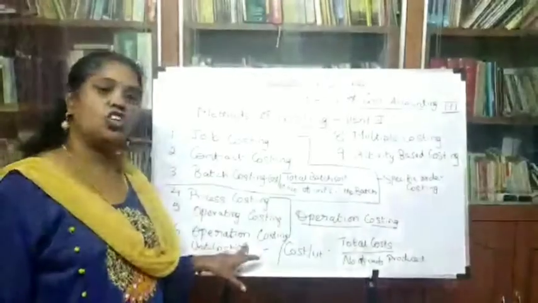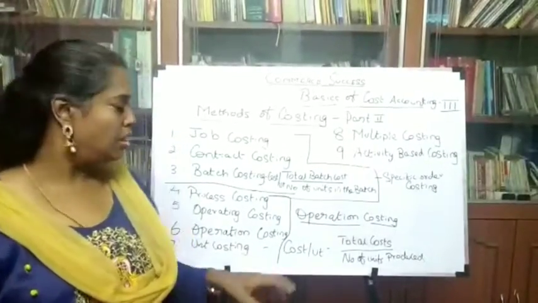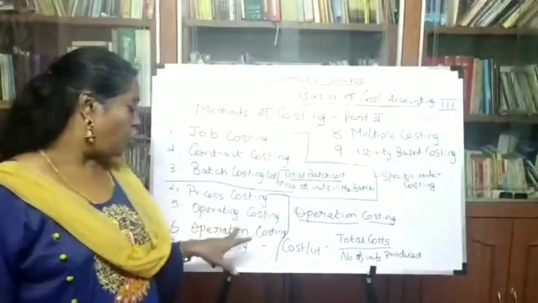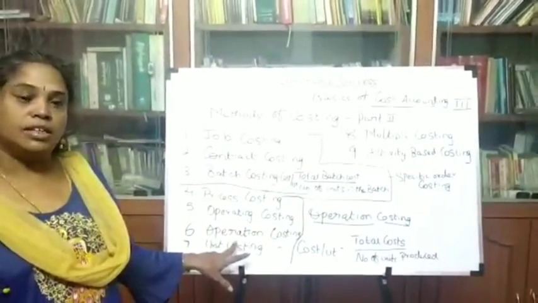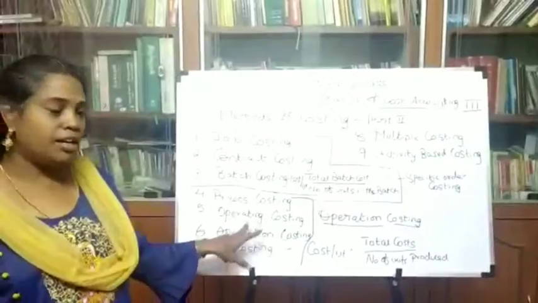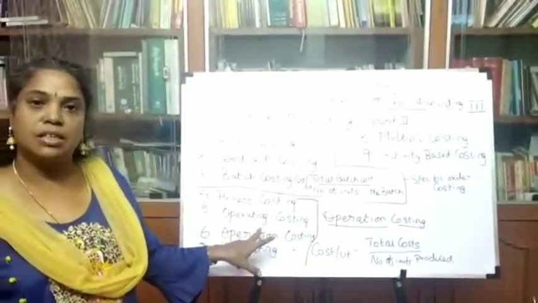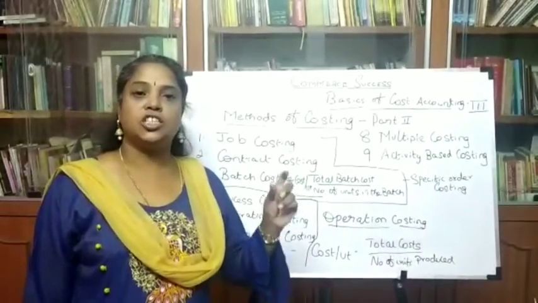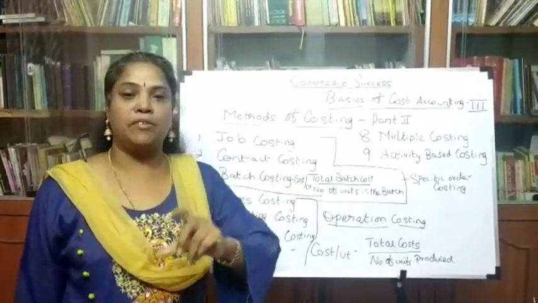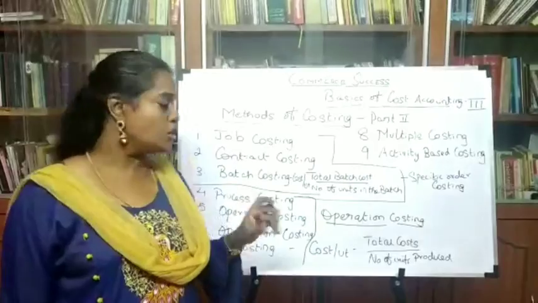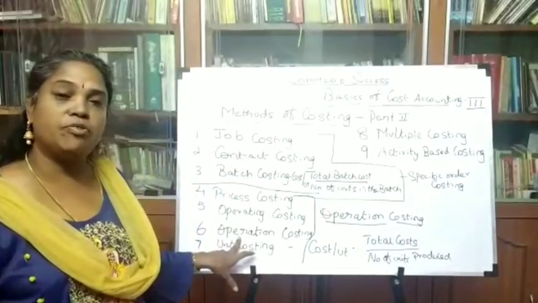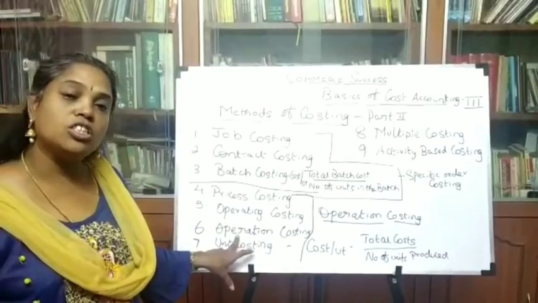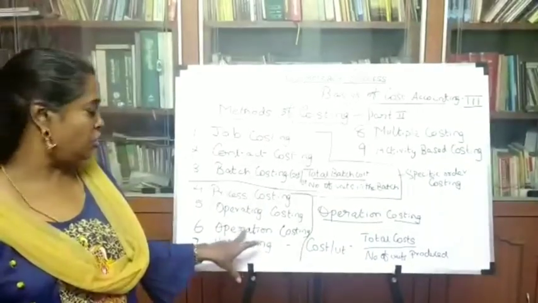Next, operation costing. In operation costing, you will find it is very similar to process costing. In operation costing, you will find those industries where there are several processes and there are several operations. So, every operation will have a cost calculation, and the costs are more accurate in operation costing.